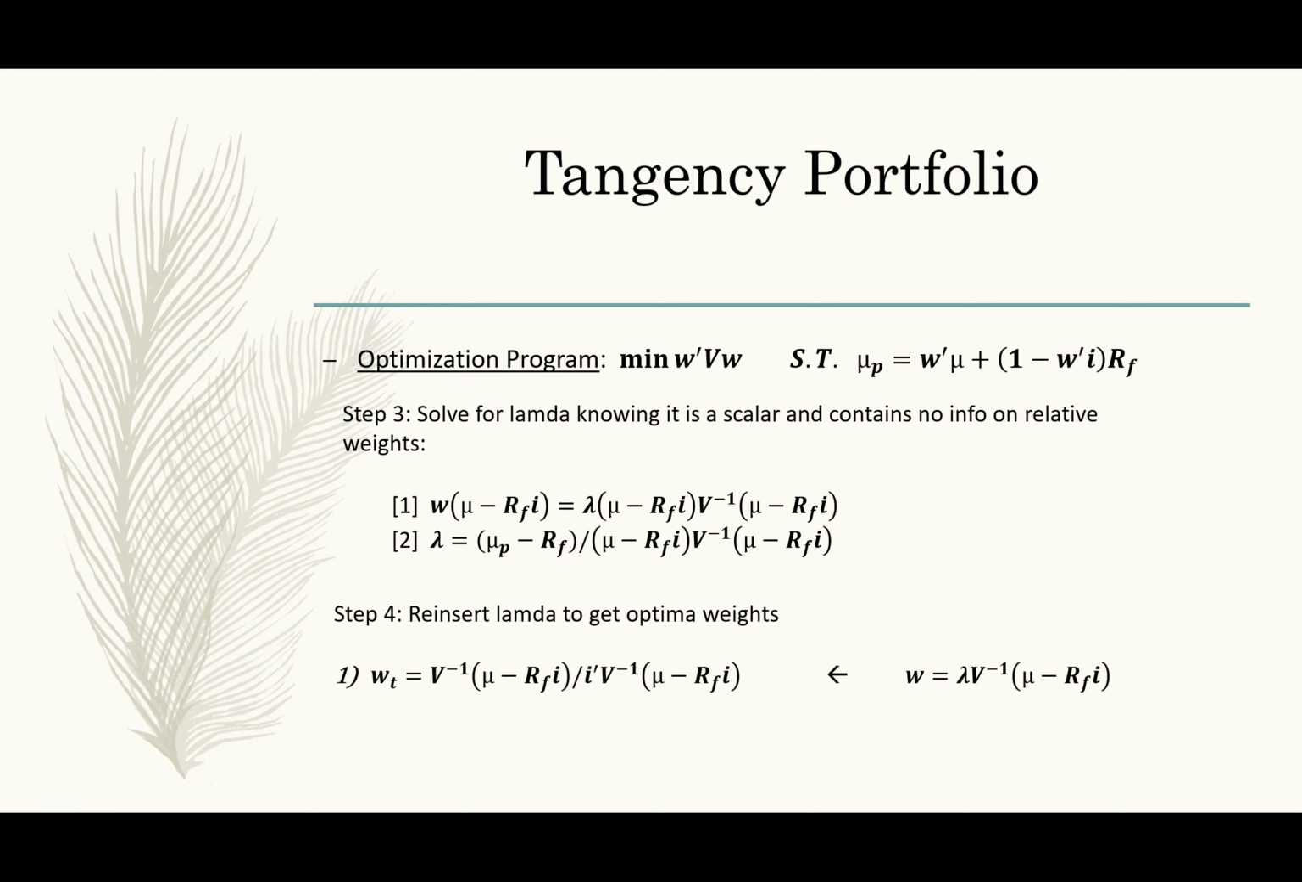Therefore, the optimal tangency weights can be represented with this formula. The numerator is a vector of relative risky assets, and you can see that that was derived from our first order conditions, in which in this case lambda is just equal to 1. And the denominator is just the sum of the relative risky weights that ensure the portfolio's weights sum to 1.